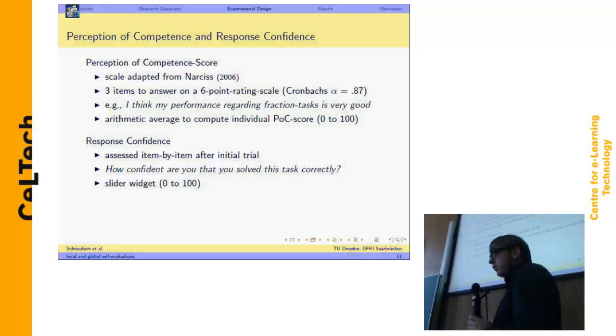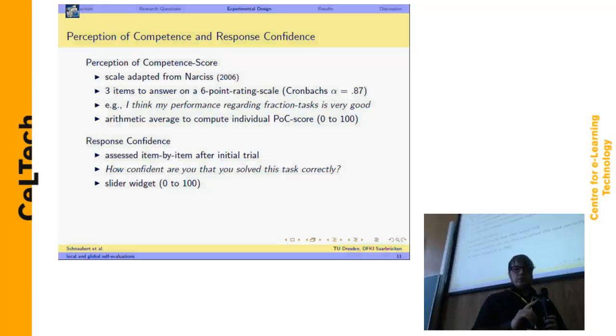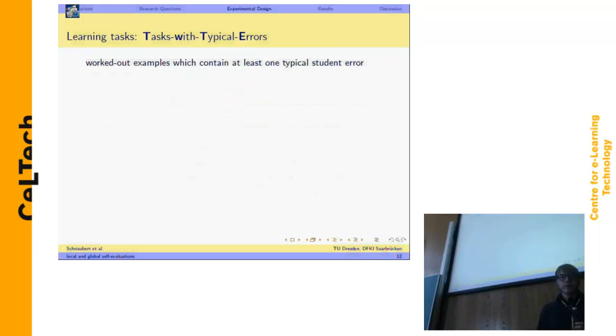Response confidence was assessed while we were working on the task, and it was only assessed in the first step of the task. So it was a question: how confident are you that you solved the task correctly? They used a slider widget, which showed them the value that they actually selected while they manipulated it, and it also ranged from 0 to 100.